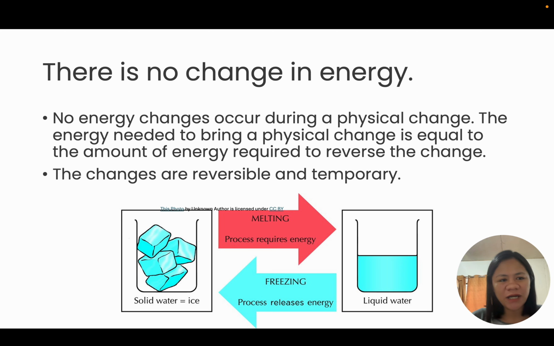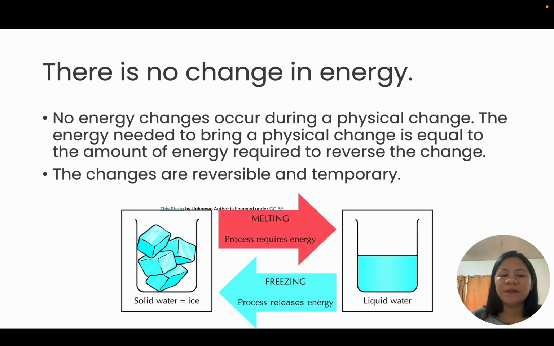The energy needed to bring about a physical change is equal to the amount of energy required to reverse the change. So, we have our ice there. It will undergo the melting process. Of course, it requires energy. And it will turn into liquid water.